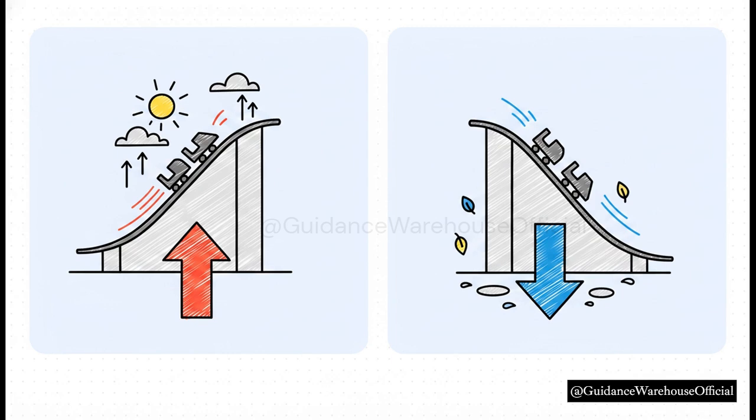Honestly, the best way to picture a mathematical function is to imagine a giant roller coaster track. As your coaster car moves from left to right, which just means your input values are getting bigger, the track is going to slant in different directions.